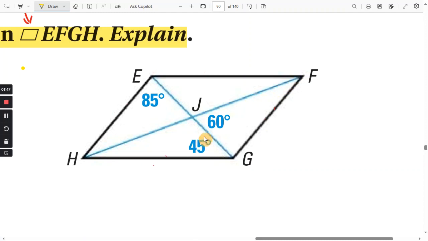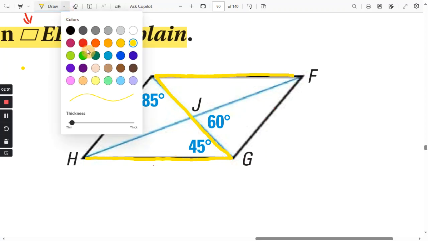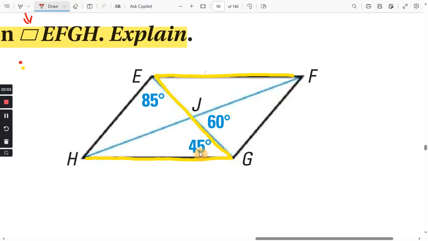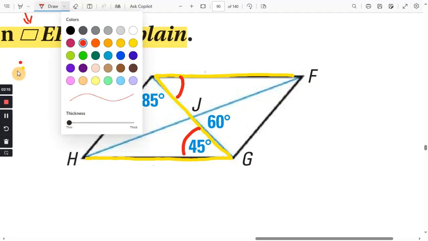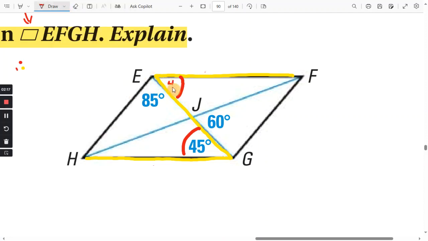So see this angle 45 right here? I am going to draw a Z shape around that 45. Remember the top and bottom are parallel. And now what we have are alternate interior angles. This one right here is congruent to this angle right here. So if this one is 45, then this one right here is also going to be 45.